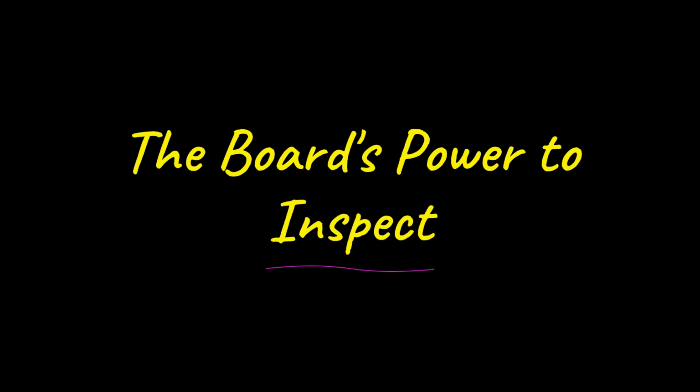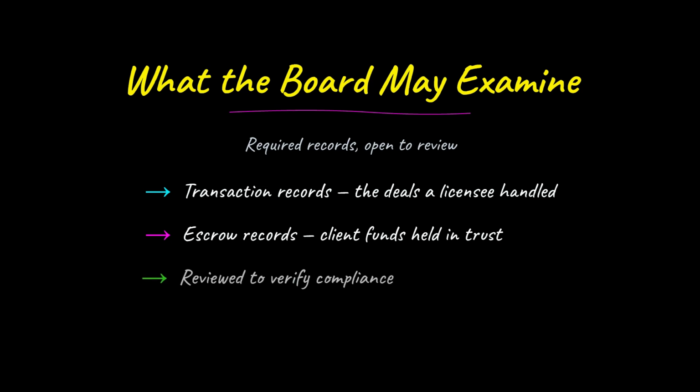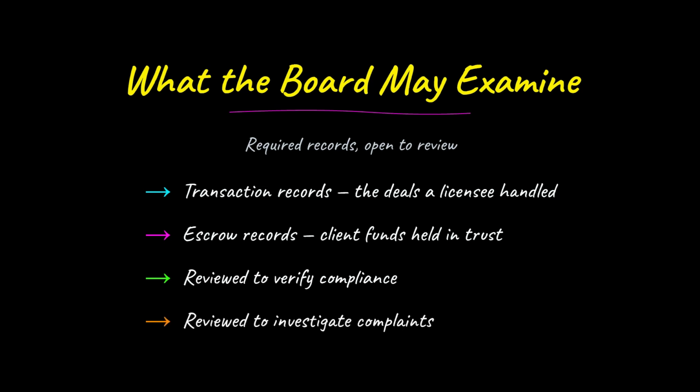Regulatory boards need direct access to the records they oversee, or they can't do their job. This is the theory behind the board's power to inspect a licensee's files. The board can examine two kinds of required records: transaction records, showing every deal a licensee handled, and escrow records, showing client funds held in trust. These exist so the board can verify compliance and investigate complaints.